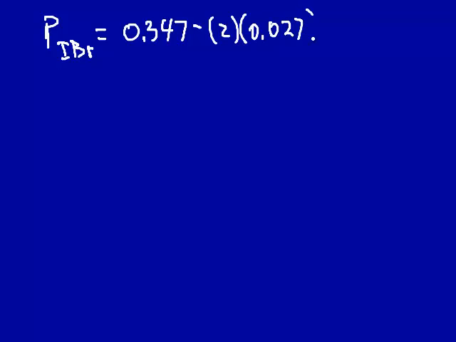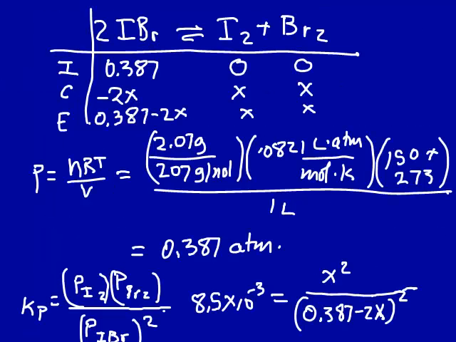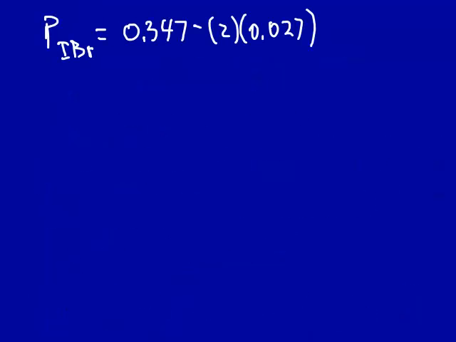All right, so the final pressure of IBR is the initial pressure, 0.347, minus 2 times x, which was 0.027. Remember that from the ICE table? So the final concentration is 0.387 minus 2x, and we solve for x, so we have to multiply by 2 before we subtract it. So that's the pressure. It comes out to be, let's see, 0.293 units there are atmosphere.